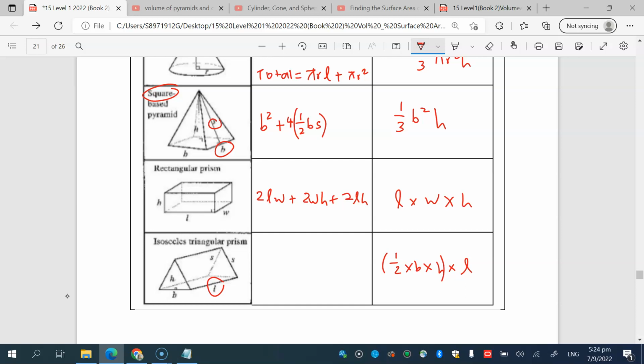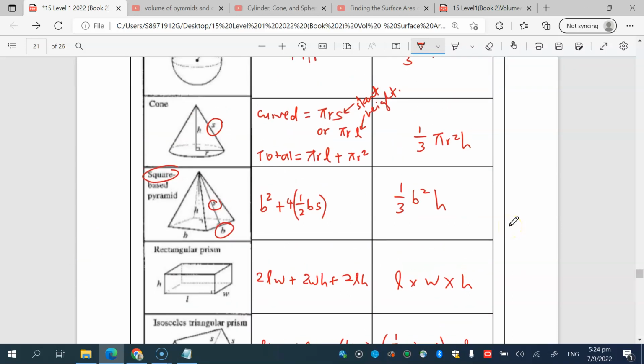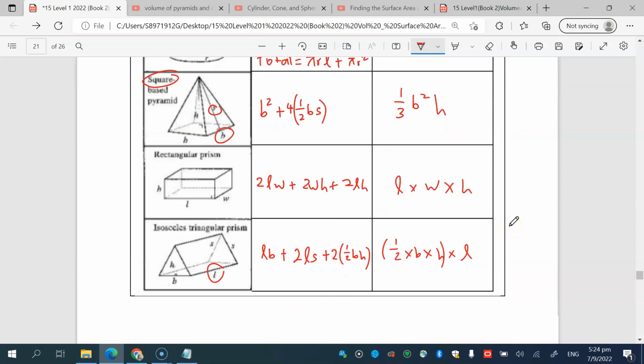And then for the surface area, you have L times B over here, right? For the rectangle at the bottom. So let's settle that. And then you have an LS here and an LS on the other side. So it's 2 LS for the 2 rectangles. And then you have 2 times this triangle. So 2 times half times base times height. So this is a summary for you to revise all your formulae one shot.